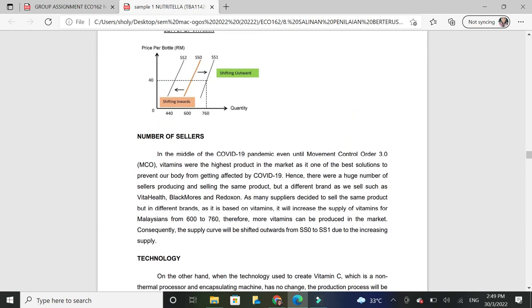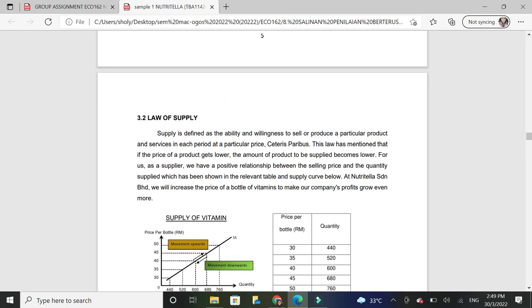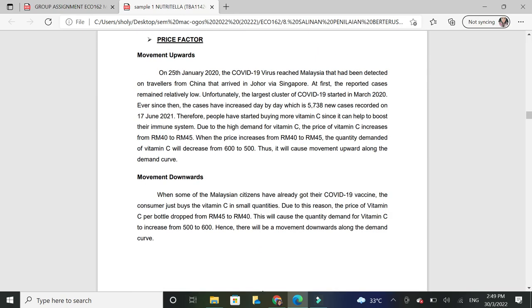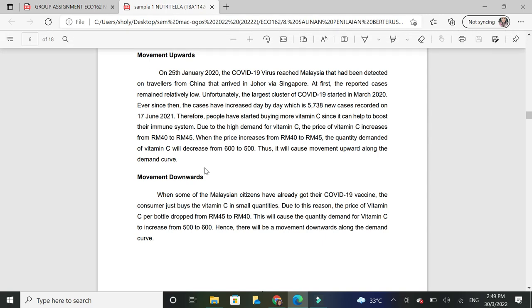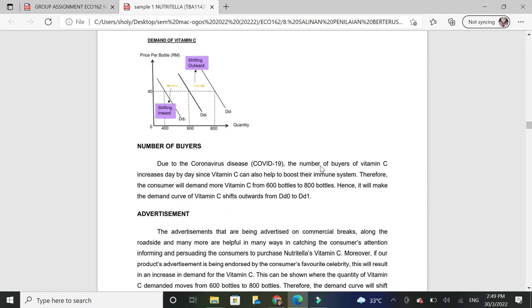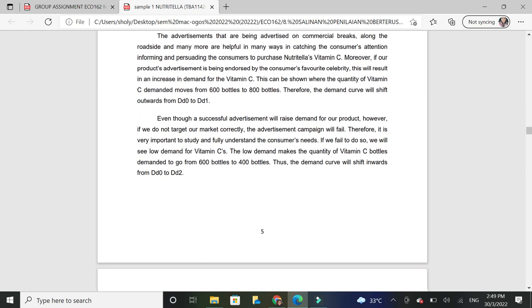Okay, so kalau you tak nak explain as a whole macam ni kan, increase movement outward satu, movement downward satu, you boleh explain sekaligus je pun. It's up to your creativity, because you need to save space so that you boleh hasilkan assignment within 50 pages.